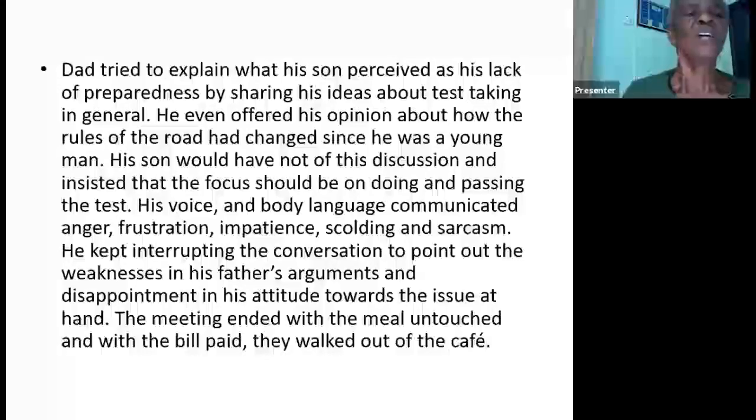All right. So he even offered his opinion about how the rules of the road had changed since he was a young man. His son would have none of this discussion and insisted that the focus should be on doing and passing the test. He doesn't want all these stories and philosophical utterings. For him, the issue at hand is doing the test. You need to do the test.